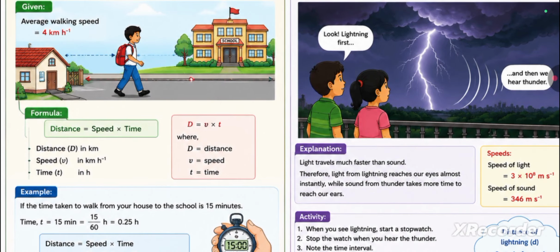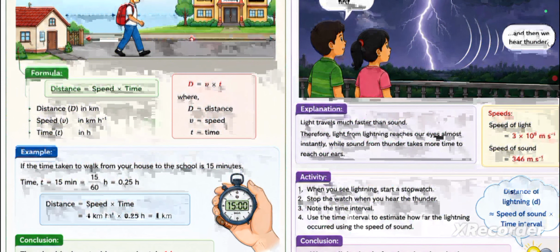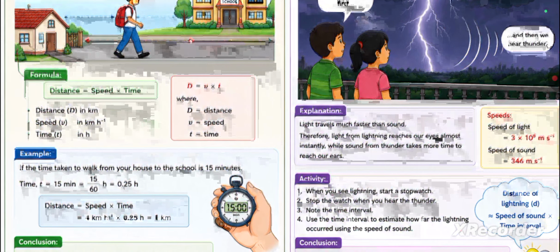For example, if the time taken to walk from your house to the school is 15 minutes, then given the time t is equal to 15 minutes. Now we have to change these minutes to hours. So 1 hour is equal to 60 minutes. So 1 minute is equal to 1 by 60 hours. So we multiply 15 minutes changed into hours, that is 15 into 1 by 60, that is 15 by 60. So it is 0.25 hours.